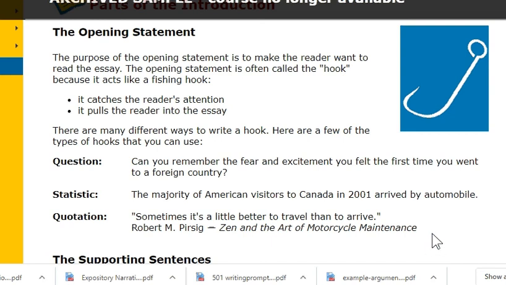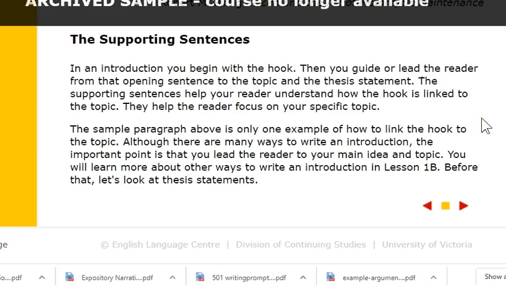Quotations are also popular in hooks, but they're difficult to use because you have to refer to the author and sometimes the book that they came from. I usually avoid this unless you have a really interesting quotation that would really stop and make people think. This is explaining what I call the background information. And the background information is gradually leading people to the thesis statement that you want to make.